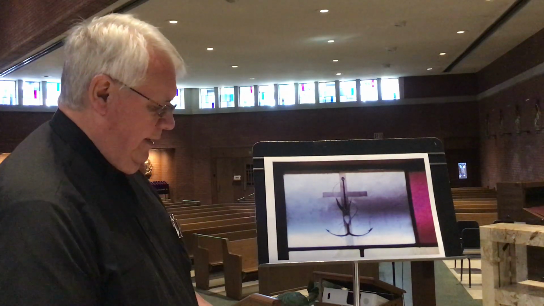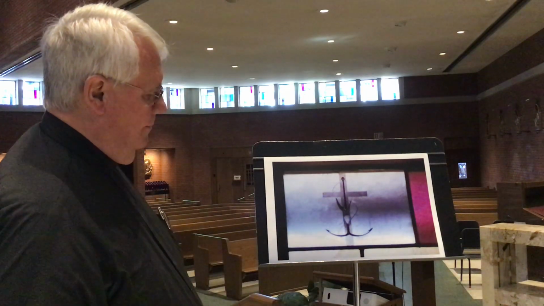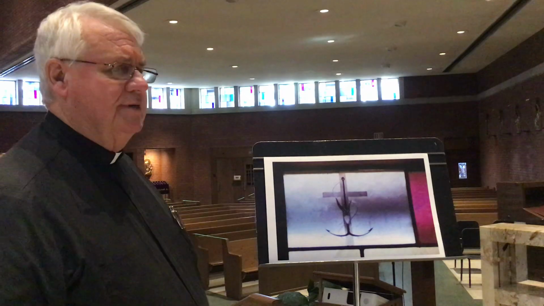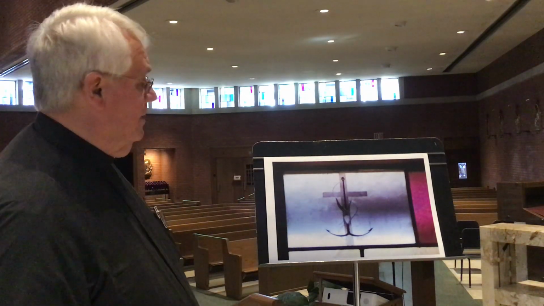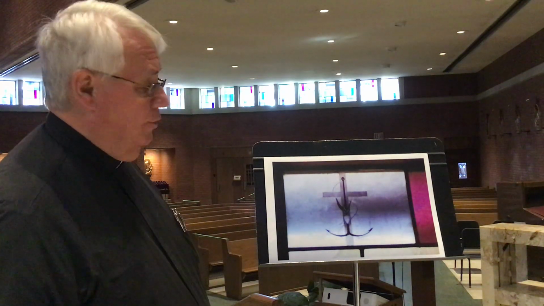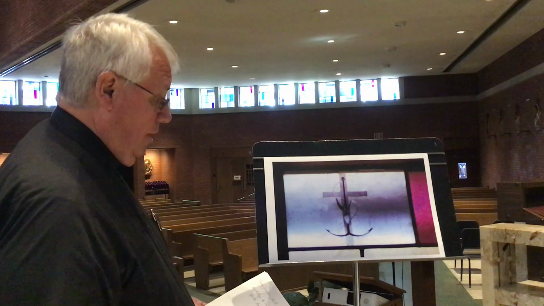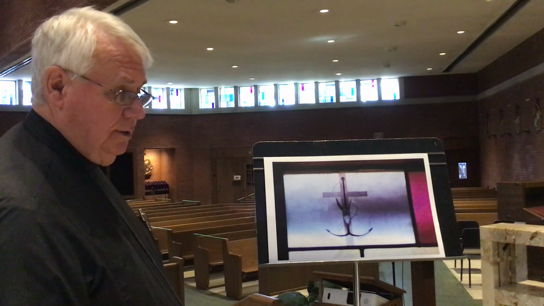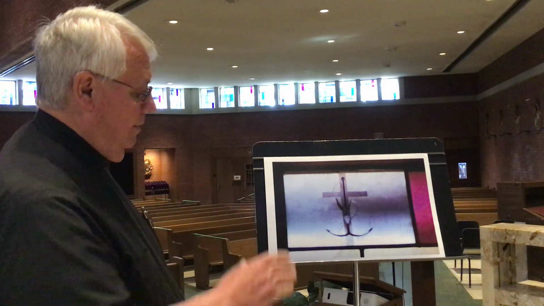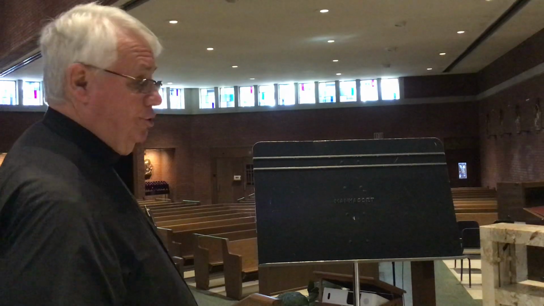The next one is the cross, the anchor, and the heart. That's an interesting depiction. And in this, what it does is symbolize, I think, the three theological virtues: faith, hope, and love. The cross is the faith, the anchor is the hope, and the heart is the love that we are to share. Again, these are beautiful depictions of what our stained glass windows are all about, and I ask you just to take some time sometime to take a look at them when you come into church.